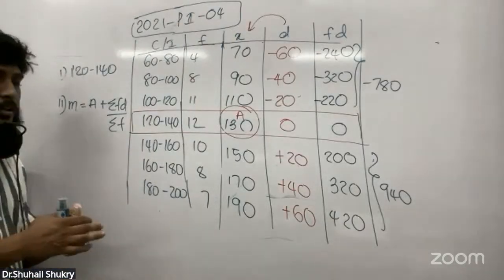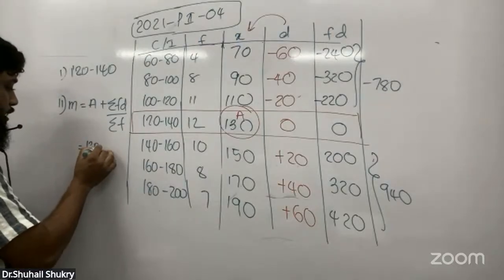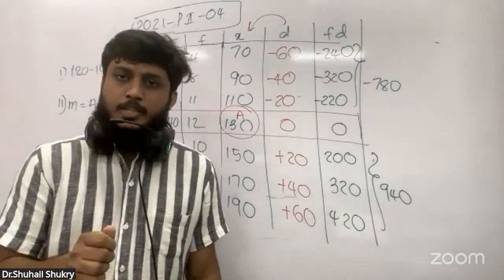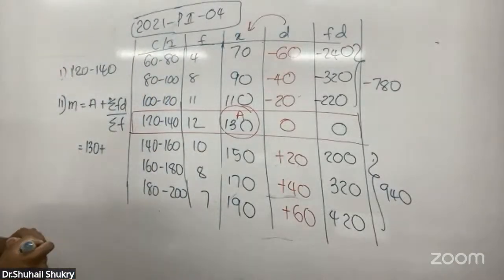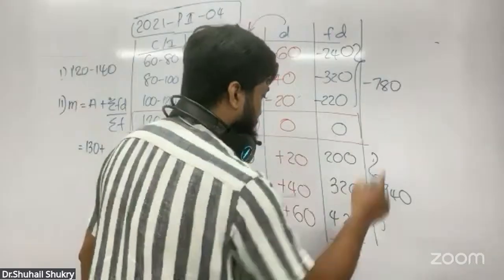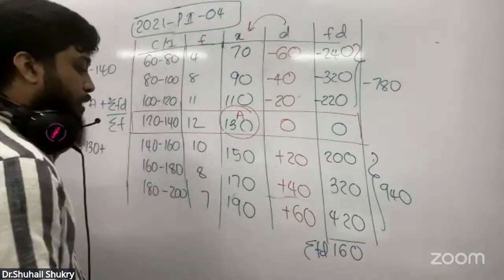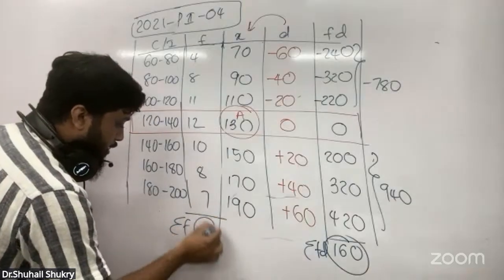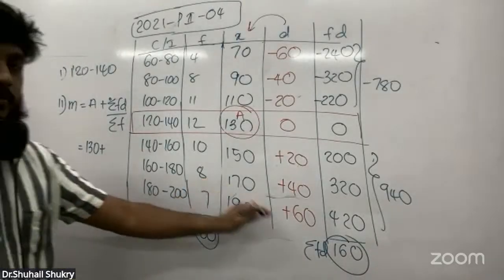Then now you know already the A value. What is A here? 130 plus sigma. What is the meaning of sigma? The meaning of sigma is total. So sigma FD means the total of FD. What is the total of FD? If you add all the FD, 940 minus 780 means how much? 160. So the addition of all the FD is known as sigma FD. Add all the F values, that is known as sigma F. If you add all the F together, you'll get 60 here. So sigma F is 60, sigma FD is 160.